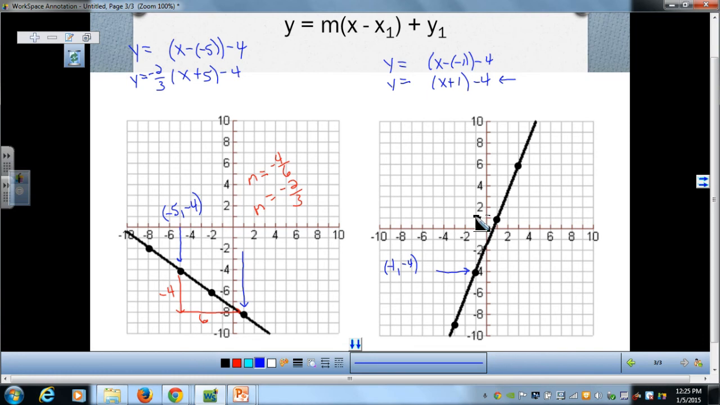Now, once again, I need to find my rate of change to finish the problem. So I'm going to look for my rise over run to the next point on our line here, and I go up 1, 2, 3, 4, 5, and I go over 2. So the slope or rate of change for this given line would be 5/2. All right, and there is our equation of a line.